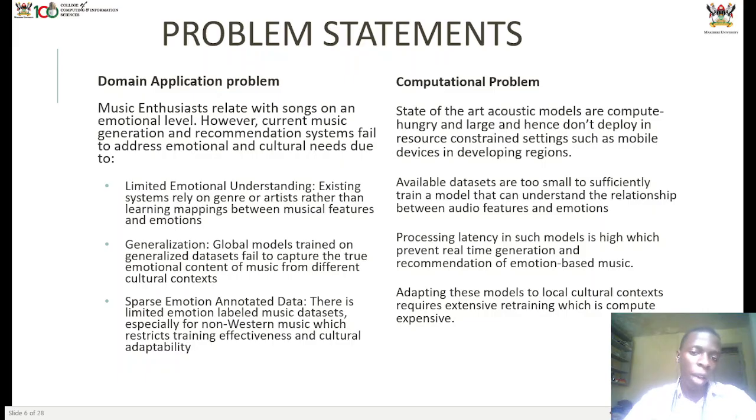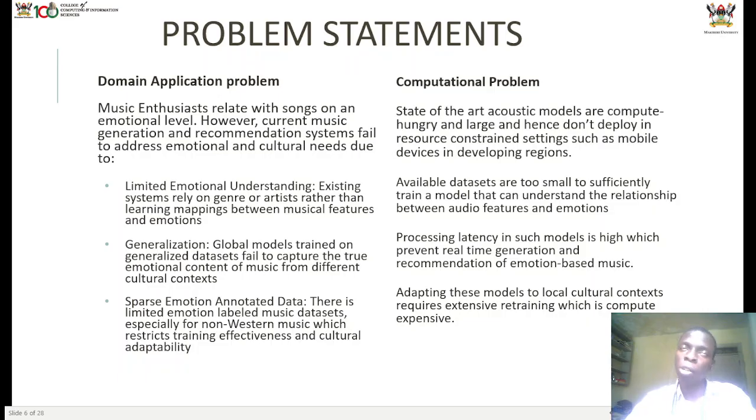Then we have models that are trained on generalized data sets, and they don't really capture the true emotional content. The major limitation in this domain is the sparse emotionally annotated data. Few data sets exist, with most of them containing non-Western music and only a few African and local data sets. So there's a bit of imbalance there.